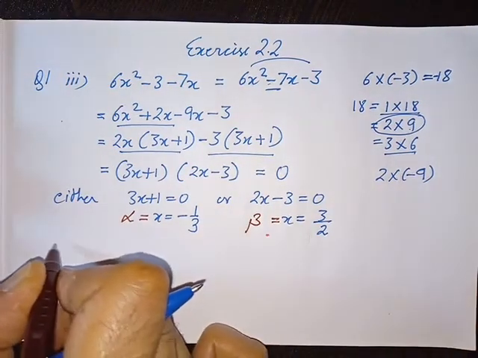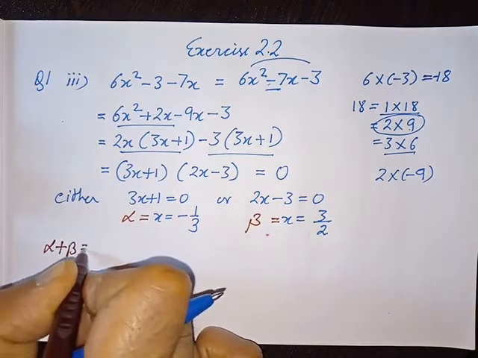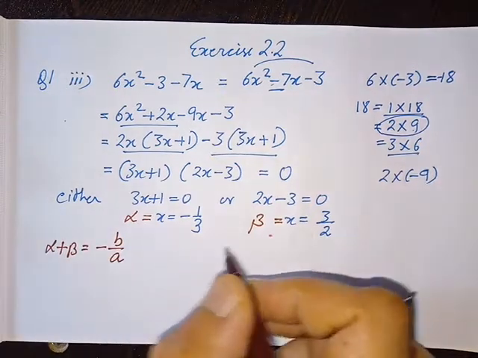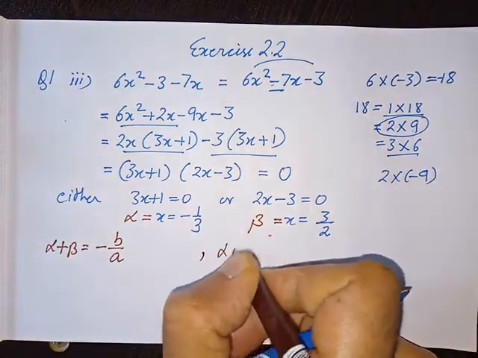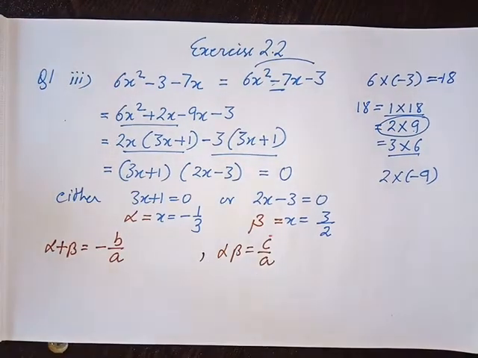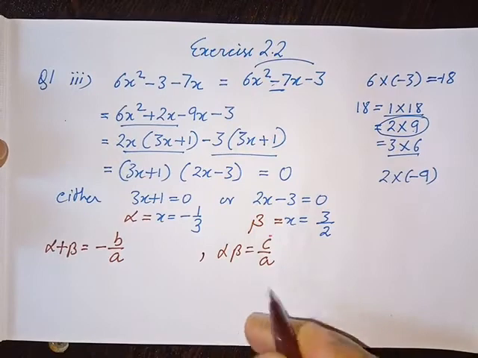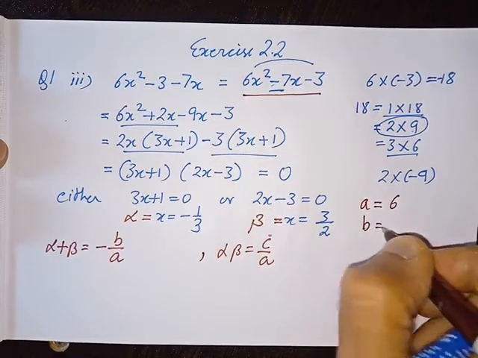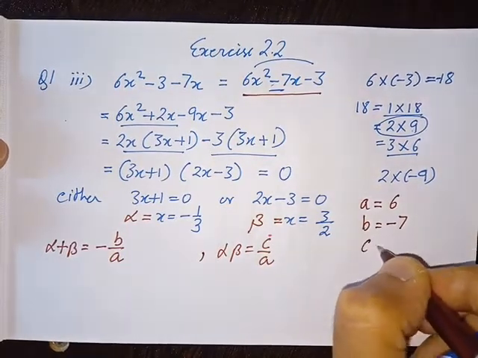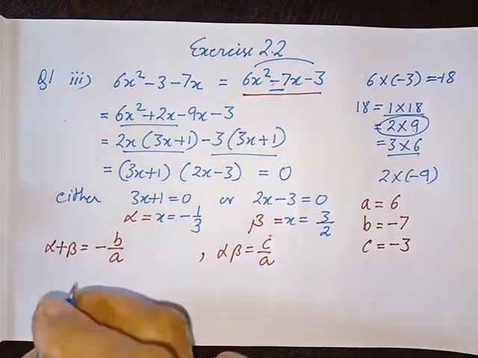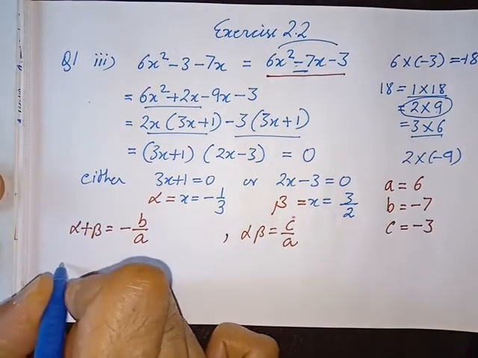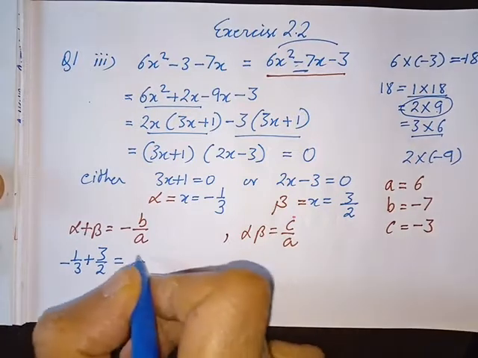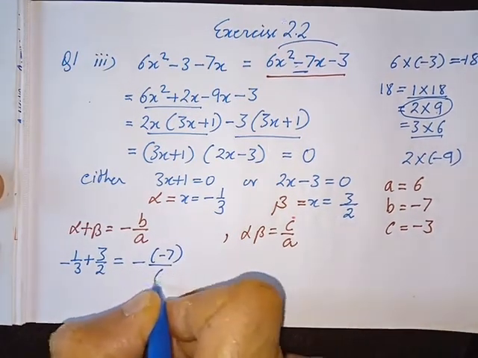Now we have to verify the relation. The first relation is alpha plus beta is equal to minus b upon a, whereas alpha into beta is equal to c upon a. For that we have to find the values of a, b and c. From the equation, the value of a is 6, b is minus 7, that is the coefficient of x, and c is minus 3. So on substituting the values we get alpha is minus 1 upon 3, beta is 3 upon 2, and minus b is 7 and a is 6.